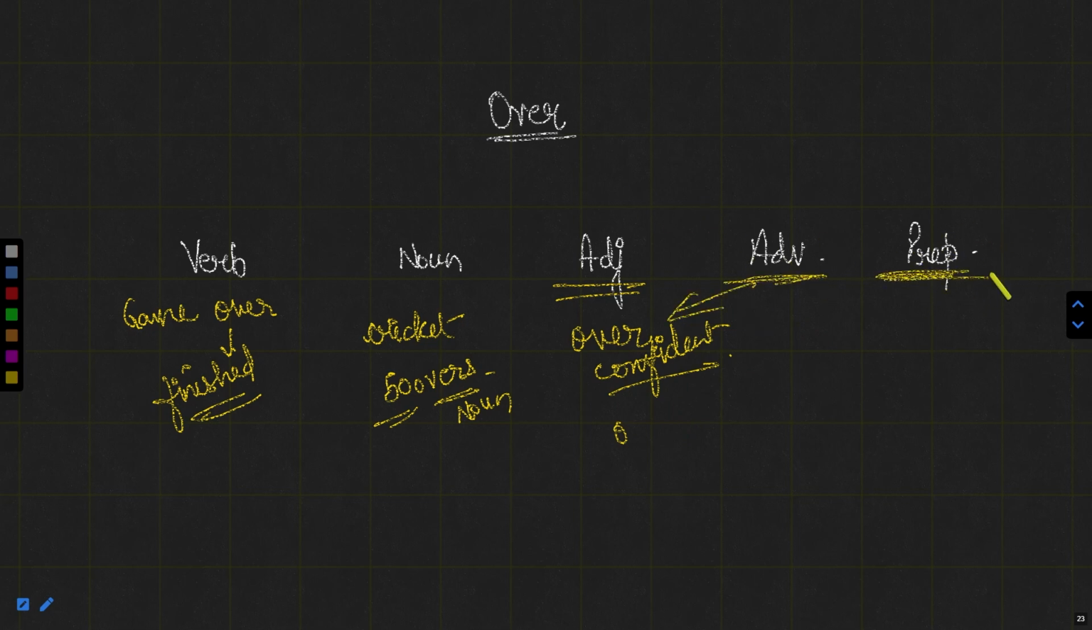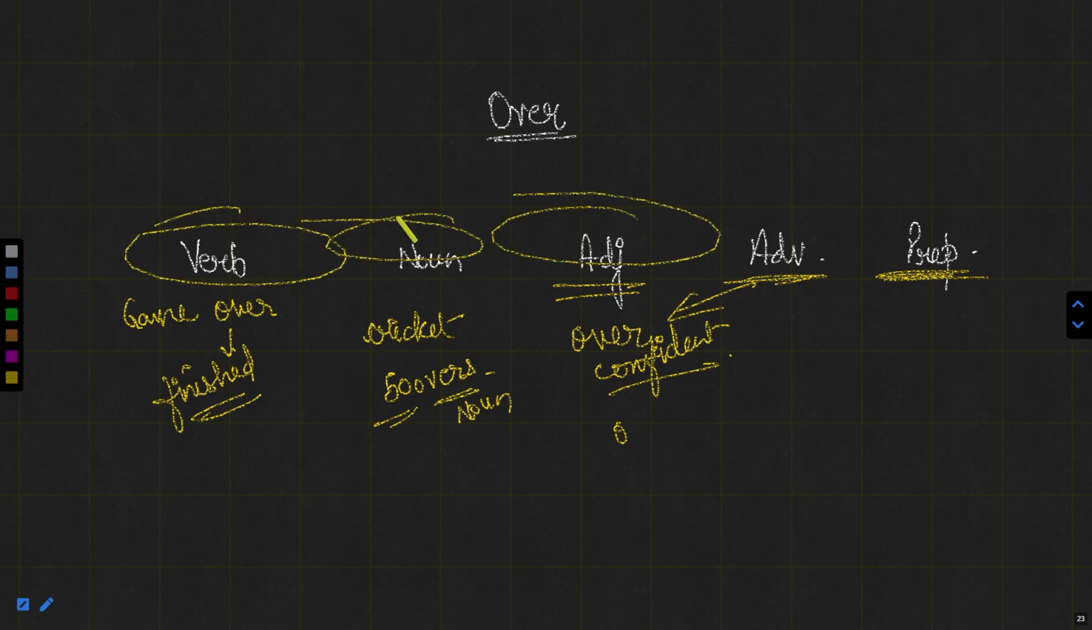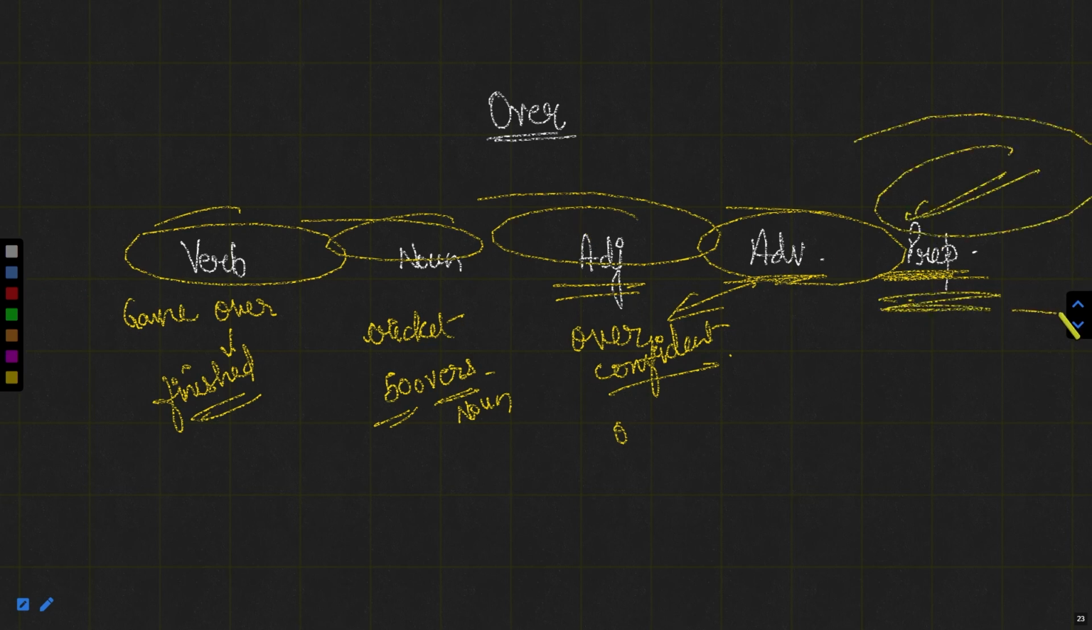But if we talk about preposition over, now preposition over itself has many uses. Here we are not going to discuss this as a verb, as a noun, as an adjective, or as an adverb, but we are going to read this as a preposition. So, in this session, we are going to discuss over as a preposition only.